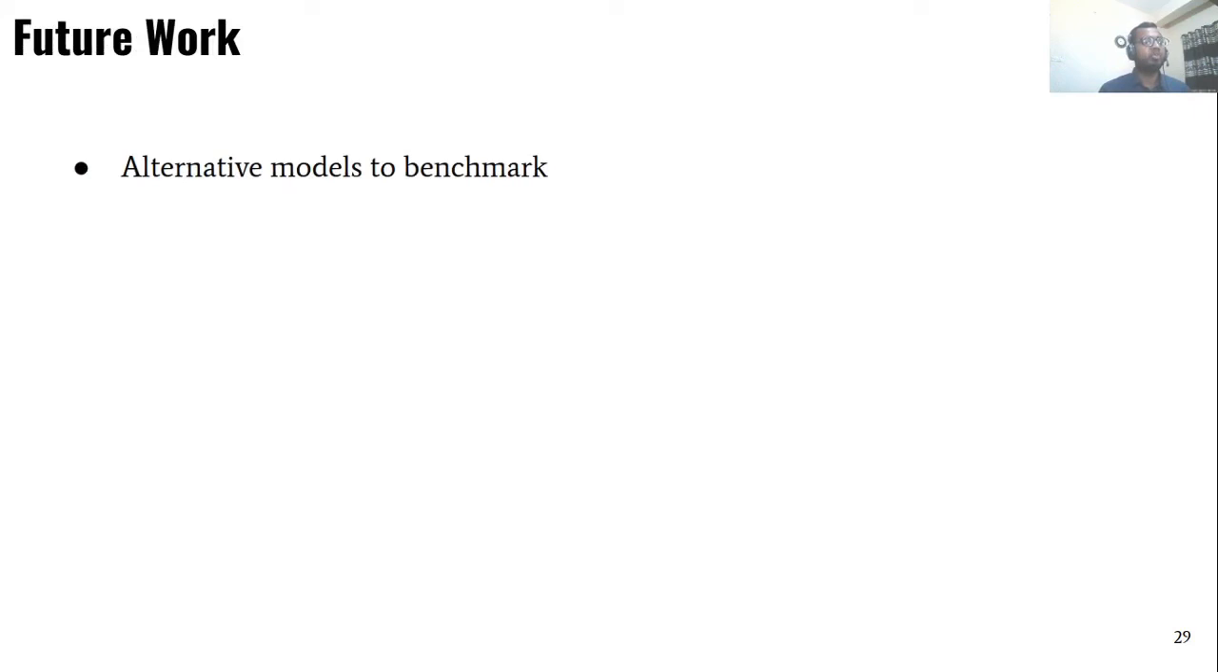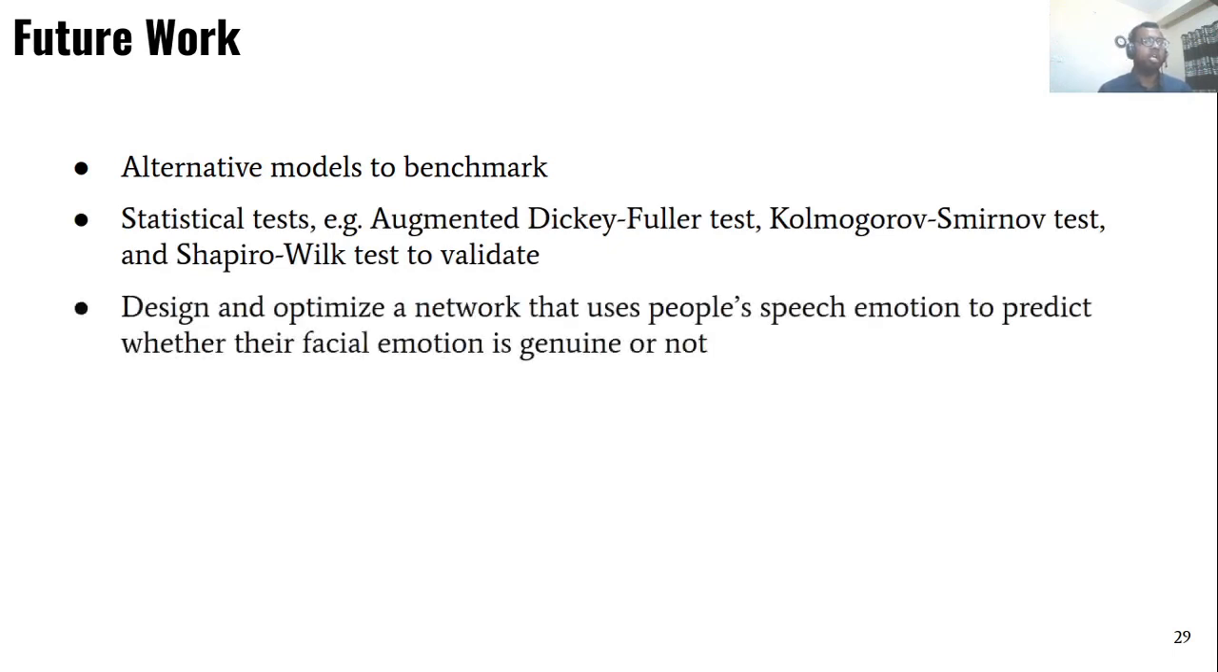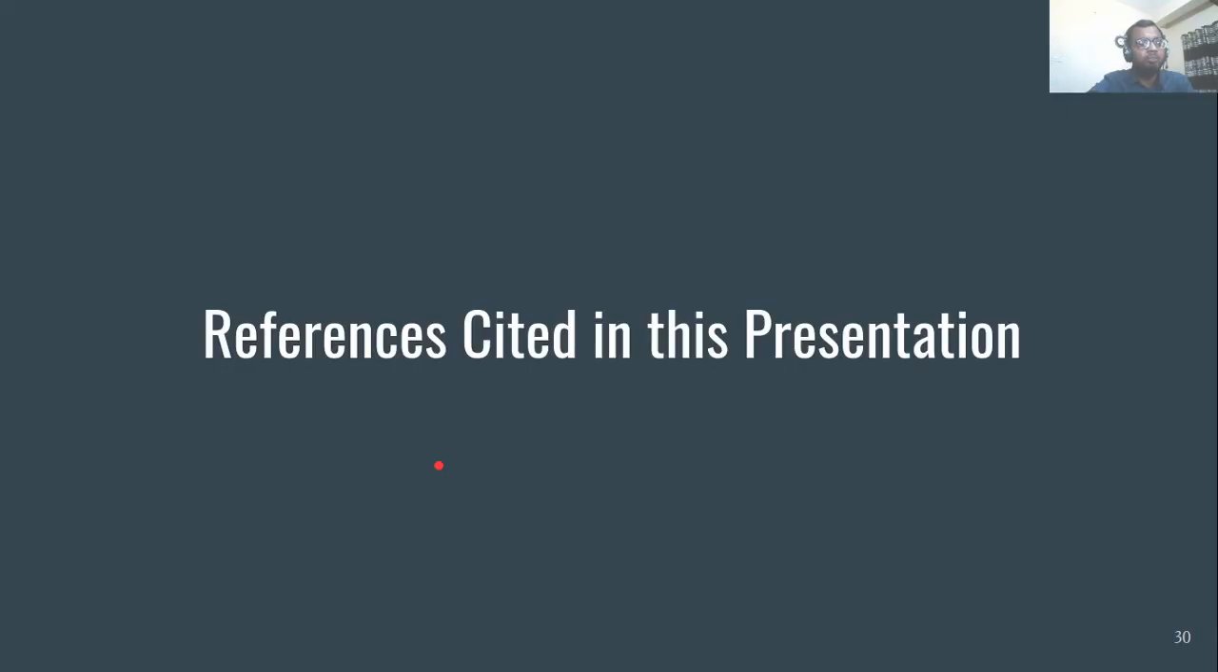So regarding future work, we could use alternate models to benchmark. Several statistical tests could be employed to validate, and also we can use people's speech emotion to predict whether their facial emotion is genuine or not, which could be interesting, we believe. And also advanced network pruning techniques such as threshold-based or structured filter-level pruning could be employed.